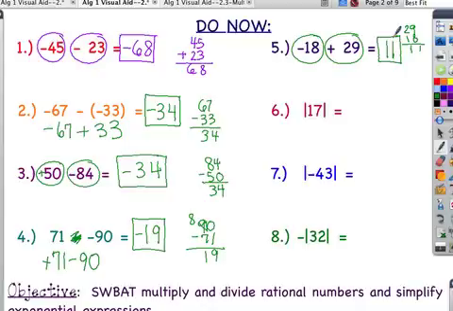Number 6, the absolute value of 17. Well, absolute value is the distance of a number from 0 on the number line. Since 17 is 17 spaces away from 0, our answer is 17. For number 7, negative 43 is 43 spaces away from 0 on the number line. So the absolute value of negative 43 is 43.